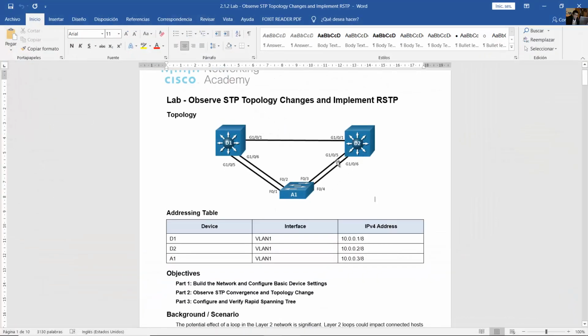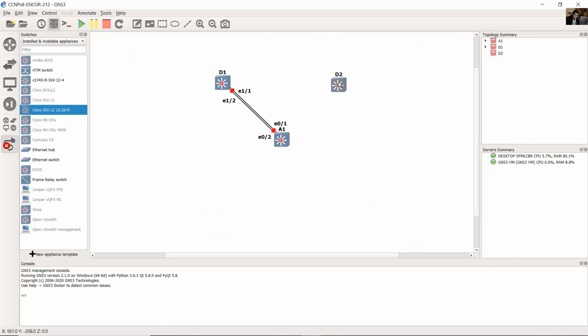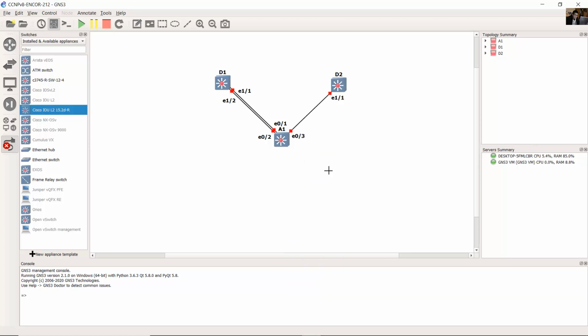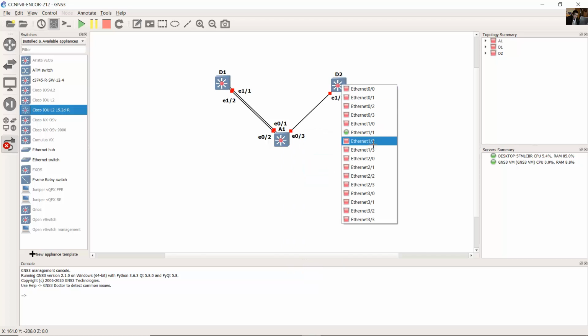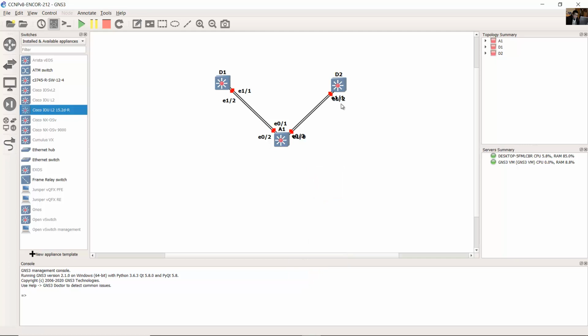Then another link between D2 and A1, Gigabit 5 and 6 to Fast Ethernet 3 and 4. I will use Ethernet 1.1 to 0.3 and Ethernet 1.2 to 1.0.